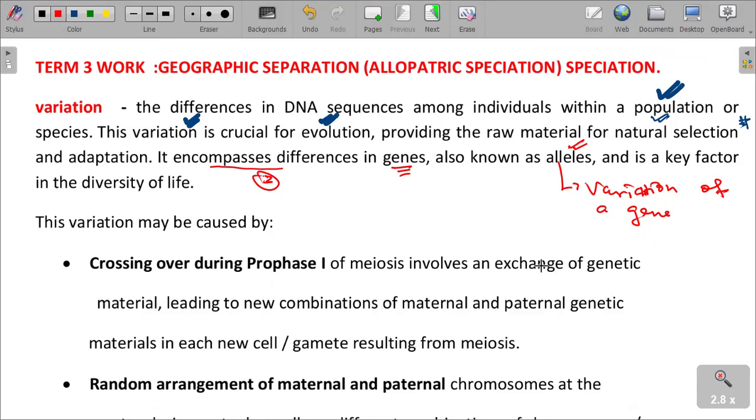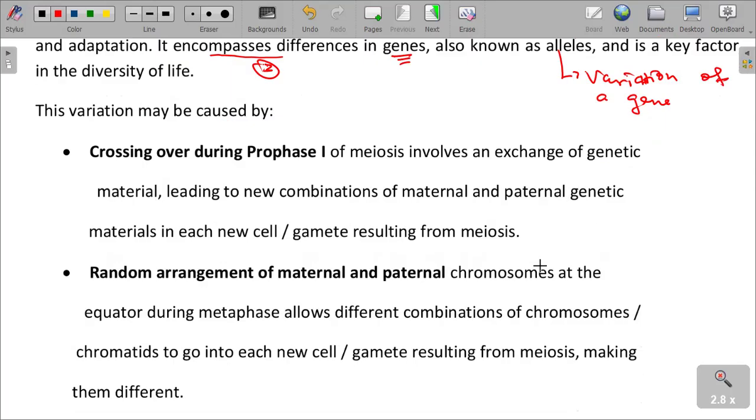So I want us to look at what variation is caused by, which we are saying are the causes of variation.